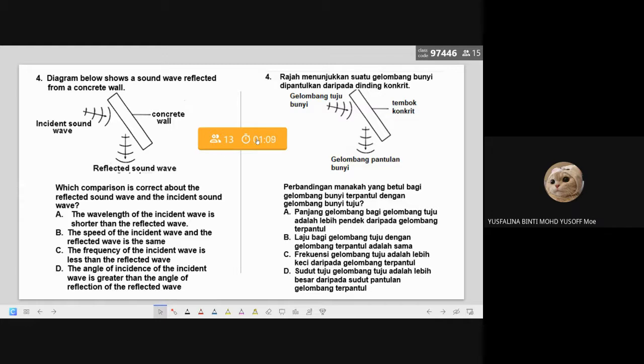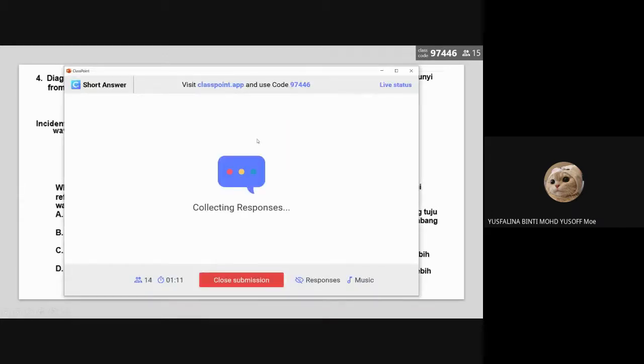Okay, two more. What is propagation? Propagation means the direction of the reflected wave. Okay, so let's say just now. Okay, so all already answer.